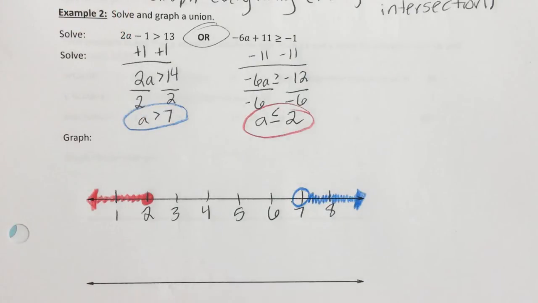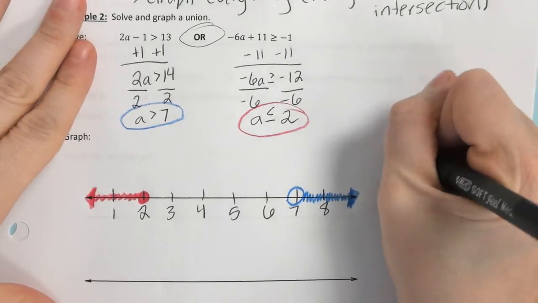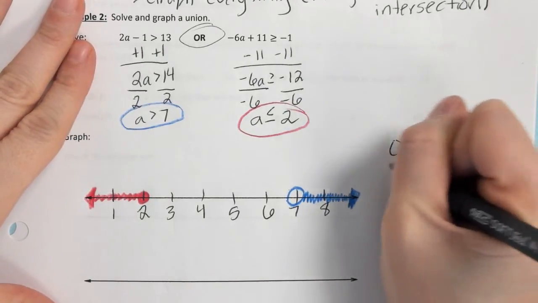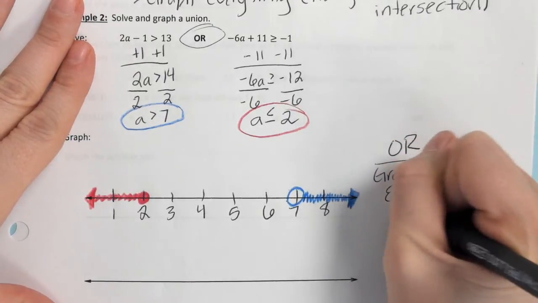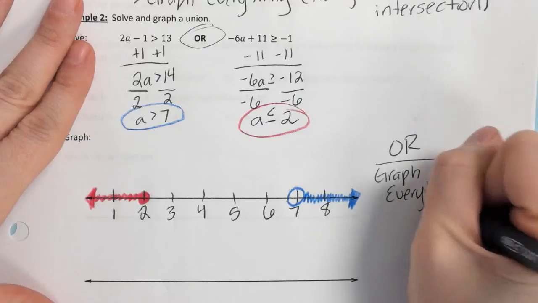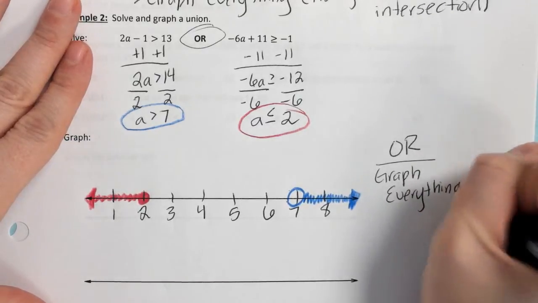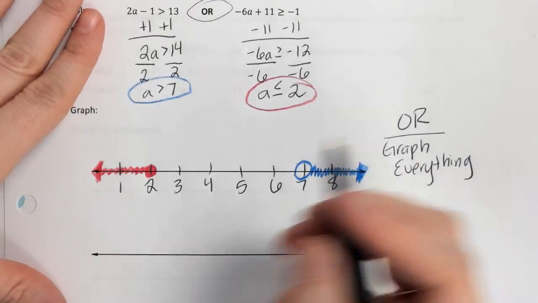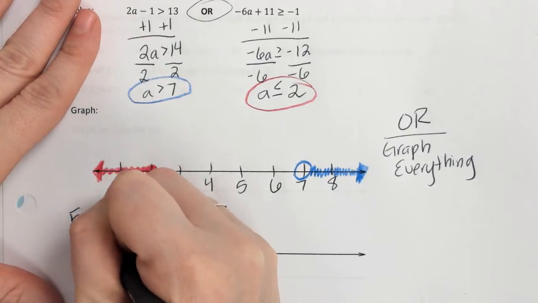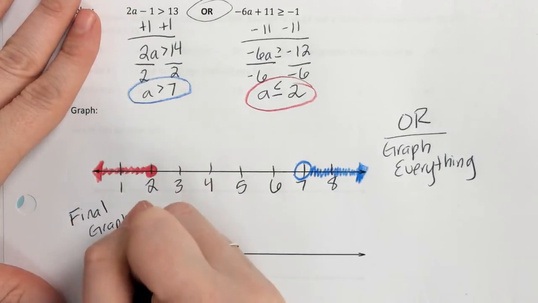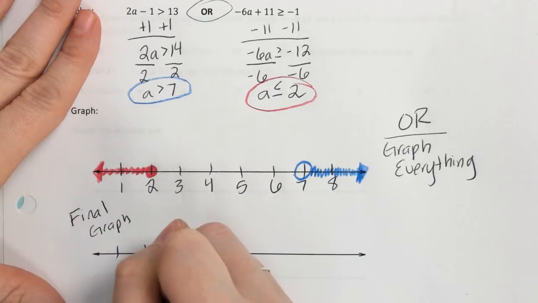So what type of problem is this, and or or? Or. Okay, so this is an or problem. That means I graph everything. I know we already wrote that. I just think it's a good reminder to have right beside your graph. So for my final graph, it's really going to look just like the other one. It's going to be exactly the same because I'm graphing all of it.